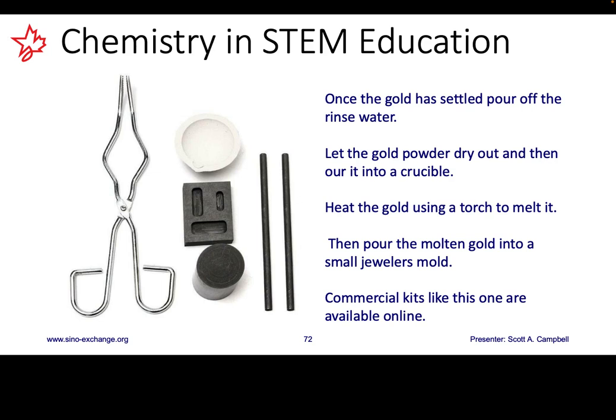Once the gold is settled, pour off the rinse water, let the gold powder dry, and then pour it into a crucible. Use a torch to melt the gold and then pour the molten gold into a small jeweler's mold. You'll now have a small gold nugget that will be probably around 20 carats.